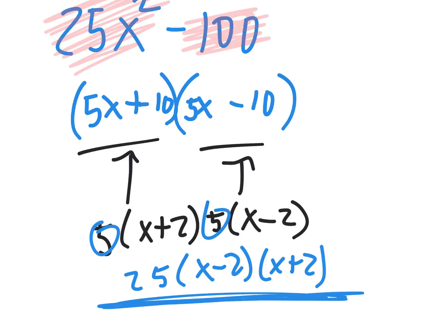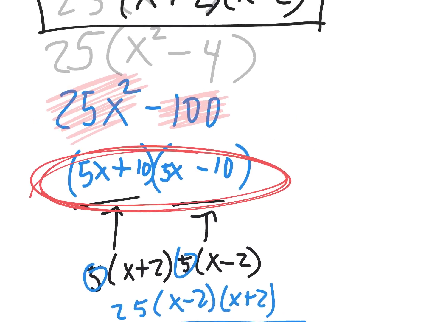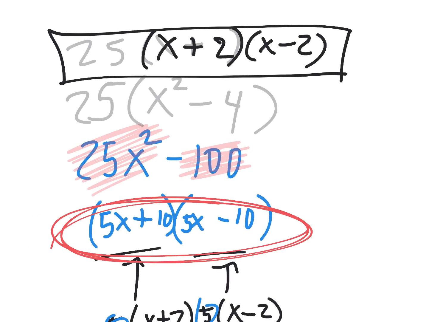That's your final answer. You cannot leave it like this. A lot of kids are going to lose a bunch of points because it's factored but not factored all the way. It would have been smart to notice there was a 25 in both of them right off the bat.